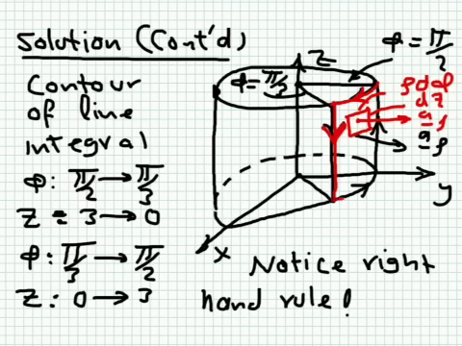The next segment is this one here. Here again, your dl is equal to rho d phi, and phi is going from pi over 3 to pi over 2. The last segment is this segment here, where dl is equal to dz, and z is going from 0 to 3. So now let's see how this understanding is going to be translated into actual implementation.